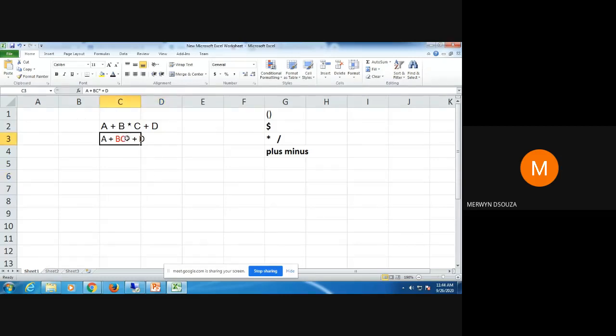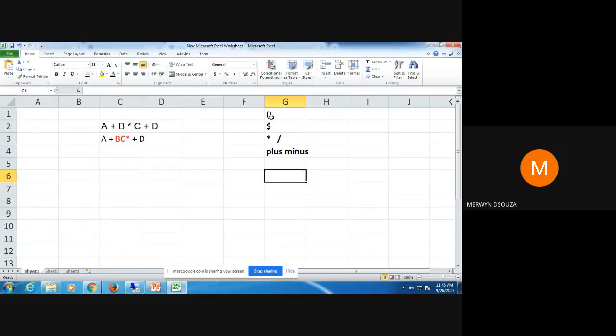Now, why are we solving multiply first? Because you look at this table. Who has higher priority? Multiply or plus? Multiply has higher priority. So when you compare multiply and plus, since multiply has higher priority according to the table, we solve that first.